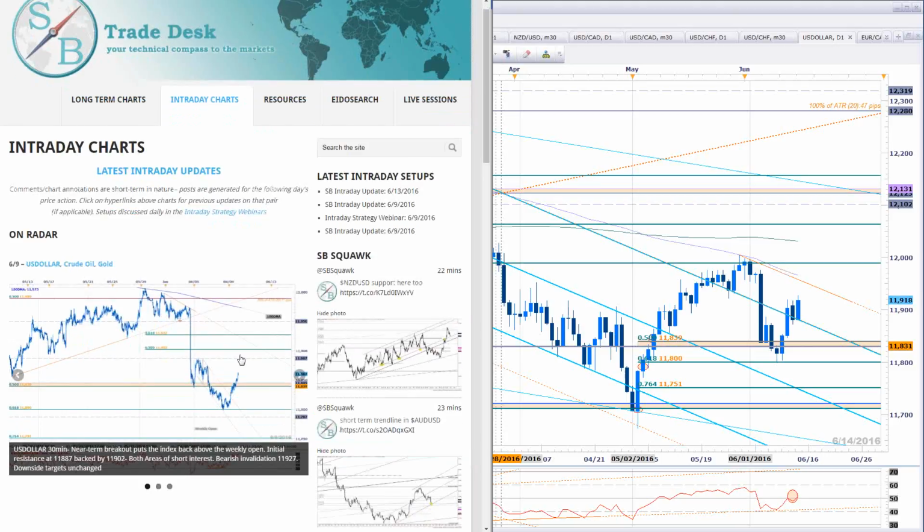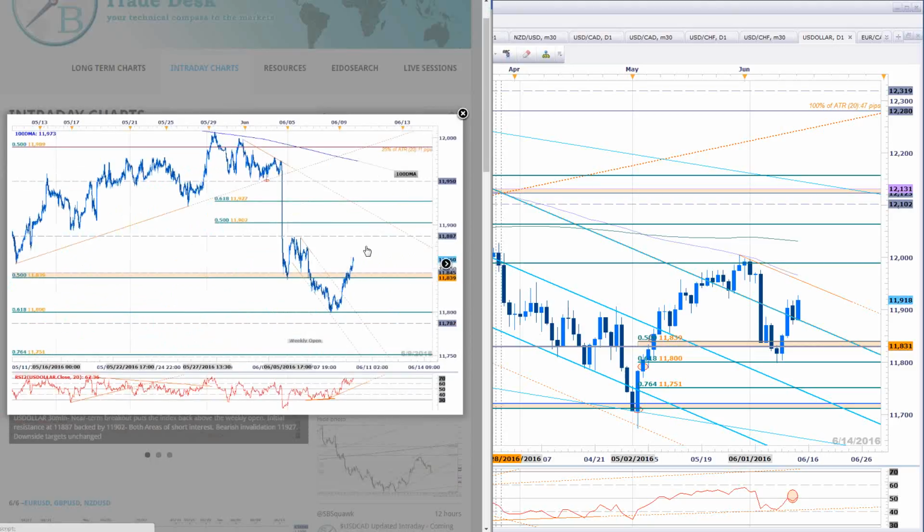Here's what the index looked like again last week into the close. Near-term resistance targets 11,887, 11,902. Then you had the key 618 at 11,927.